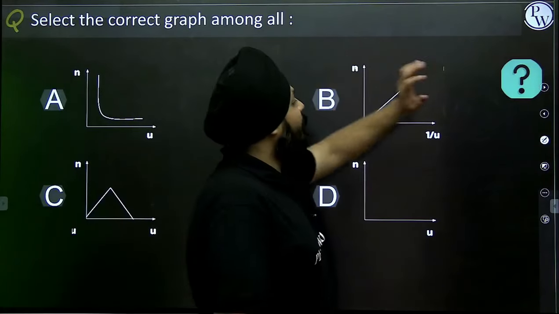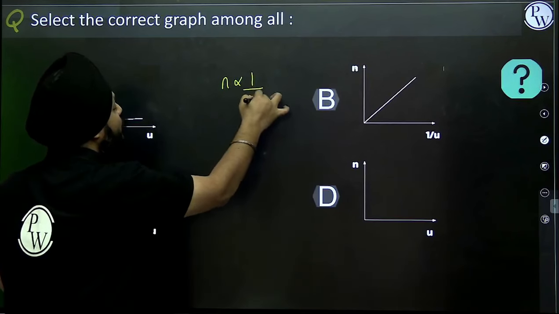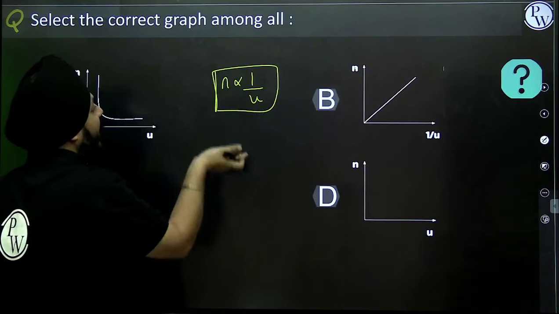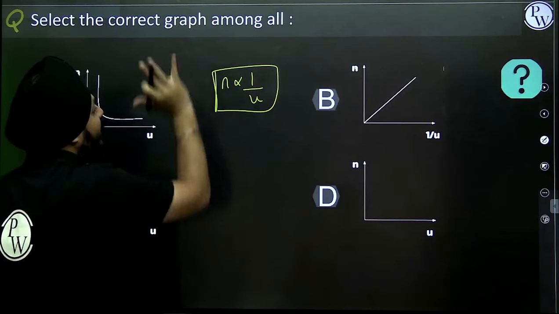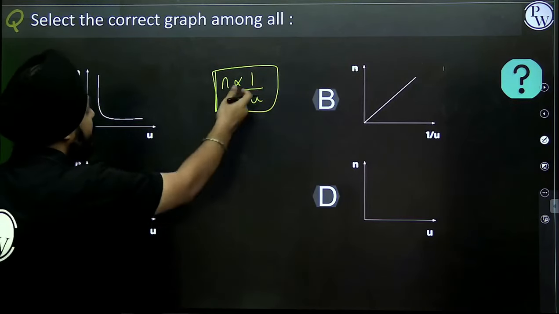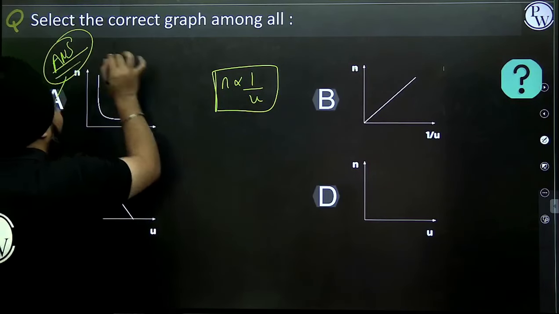Select the correct graph among all. Simple. N is inversely proportional to U. It means that when N is at the higher side, U will be at the lower side, and when U is at the higher side, N will be at the lower side. So they have the hyperbolic kind of graph. This thing you all are aware of, right?